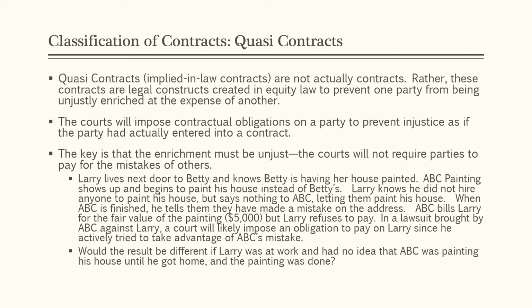In a lawsuit brought by ABC against Larry, even though ABC and Larry never entered into a contract to paint the house, a court will likely impose an obligation to pay on Larry since he actively tried to take advantage of ABC's mistake. You cannot seek to get an advantage from someone when you know it's wrong and you know it's unfair. Would the result be different if Larry was at work and had no idea that ABC was painting his house until he got home and the painting was done? Well, probably yes, because then it's completely ABC's mistake and Larry didn't try to take advantage of it. Do you see the difference?